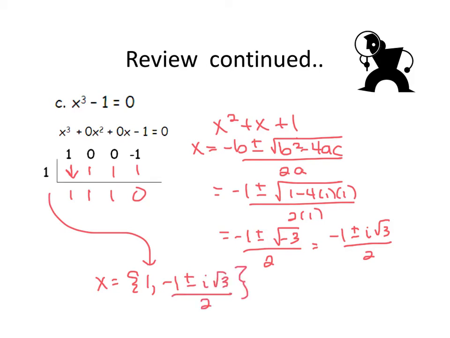So this is 1, 2, 3 solutions. If we look at the problem, it has a degree of 3. So there are 3 solutions, and we have 1 rational, the 1, because it's a whole number, and then we have 2 imaginary.